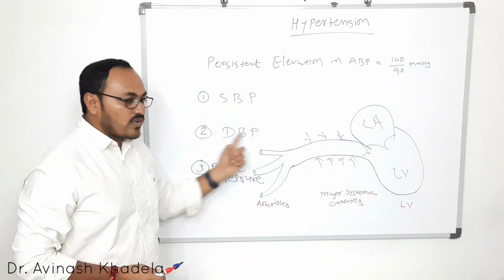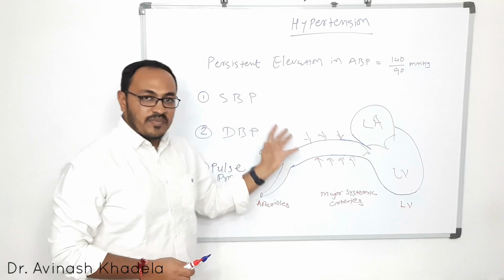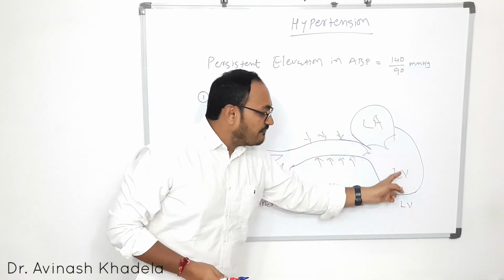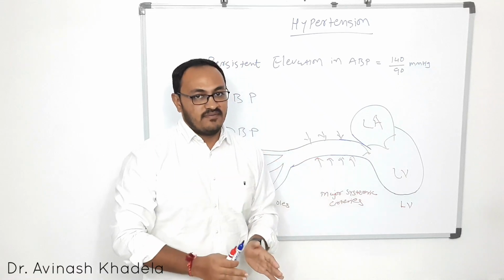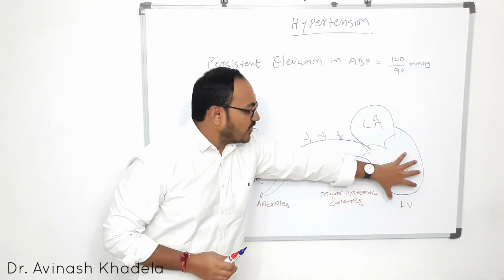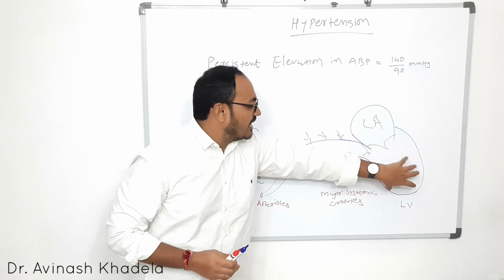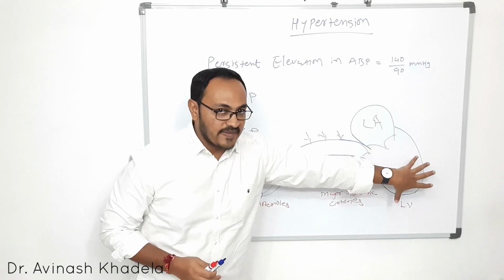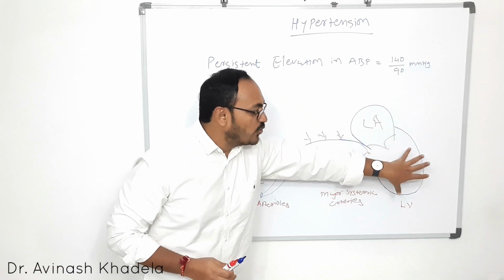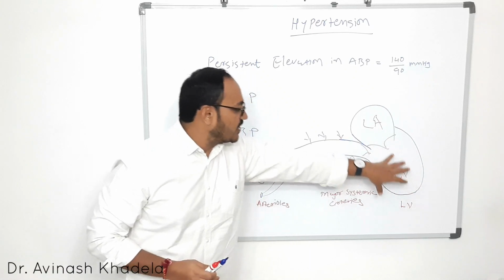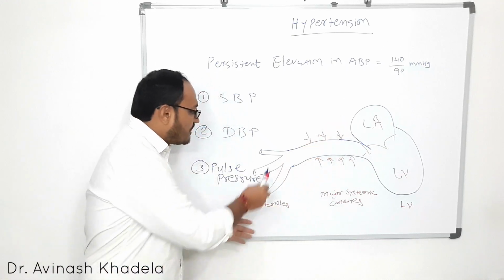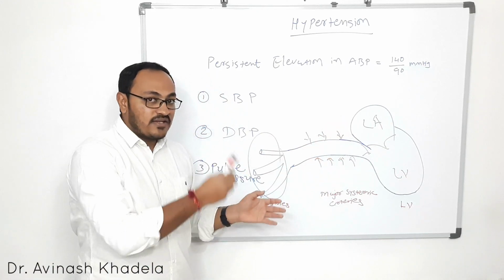Second is diastolic blood pressure. Diastolic blood pressure is the pressure in the major systemic artery when the left ventricle is filling, when diastole is going on. So after contraction, when the left ventricle has a filling time, that is called diastolic time. During this time, there will be no pressure from the left ventricle to the major systemic artery. The only pressure will be because of the narrow arterioles.